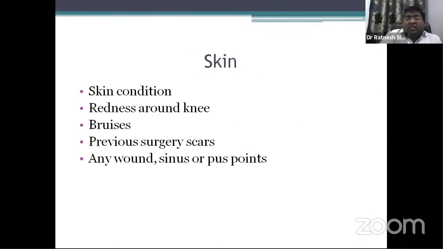First of all, check the skin condition. Is there any skin disease, any tuft of hair, any tattoo, or other things? Check for redness around the knee. Look for bruises, which may be the telltale sign of meniscus injury or ligament injury. Any previous surgery scars or any wound, sinus or pus point on the skin.